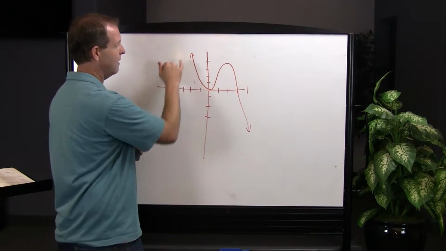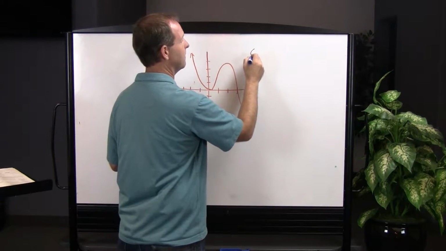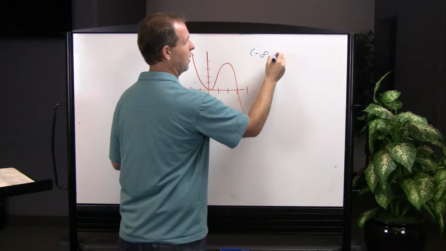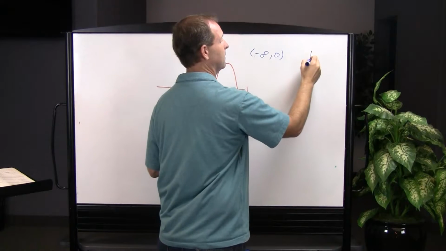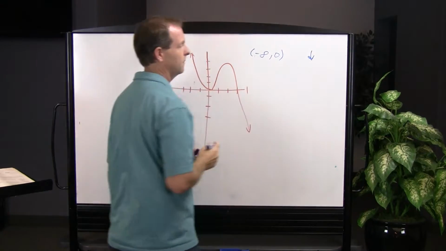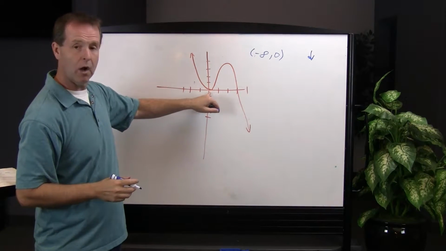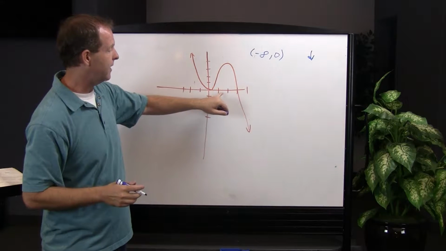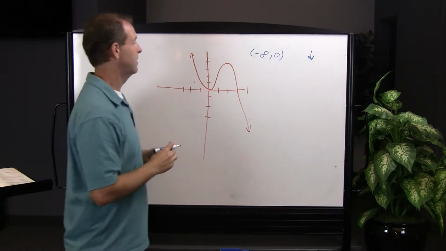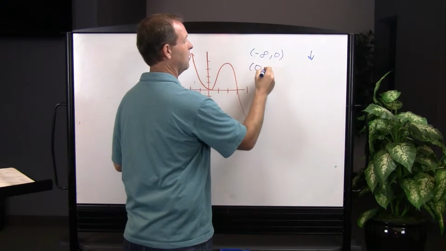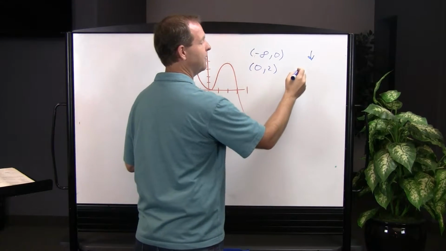So I could say from negative infinity to 0, I can say the graph is decreasing. From 0, and I continue over to my right, at some point, at the point 2, it looks like it's going to be increasing. So from the point 0 to 2, I can say my graph is increasing.